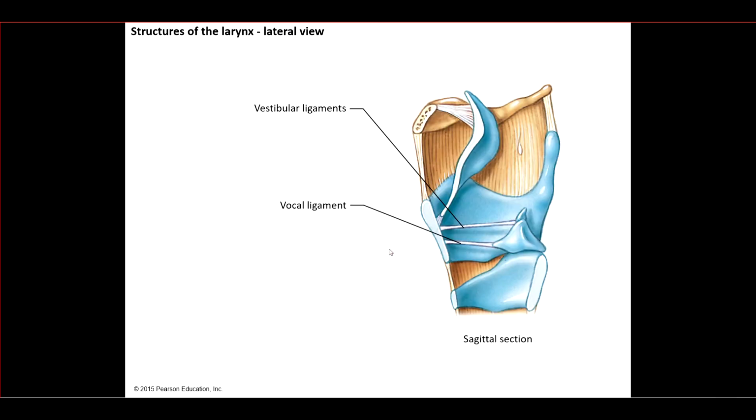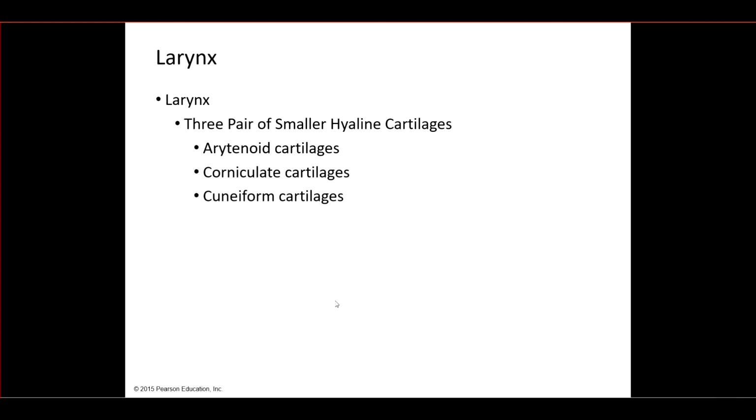And here's just a side view, same type of thing. We kind of see the front and side wall of the thyroid cartilage. Here's the epiglottis, and here's part of the cricoid cartilage. Not a side view really. This is a sagittal section, right, where we actually sliced through the larynx.